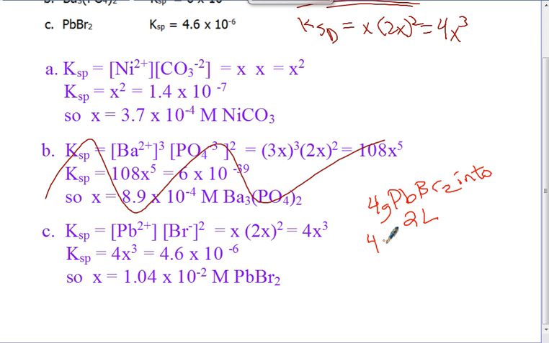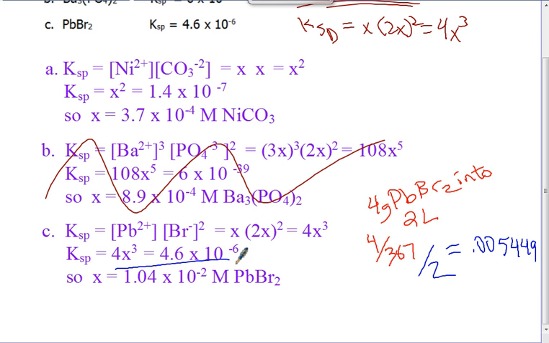So we're going to change 4 grams divided by a molar mass. That's the molar mass, 367, divided by the volume. So 2 divided. So the molarity is 0.005449 if it all dissolves. Is it going to all dissolve?